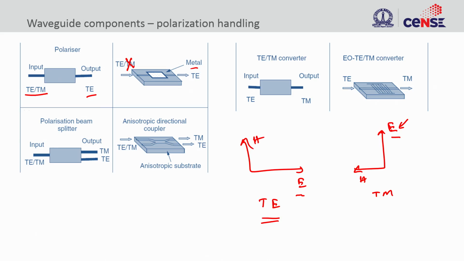In guided wave optics as well, you could use a directional coupler based approach by using an anisotropic substrate, right, or some sophisticated directional couplers, which we will see later on, to see how one can split the polarization between two different outputs. So, this is also something that we can do, all right.